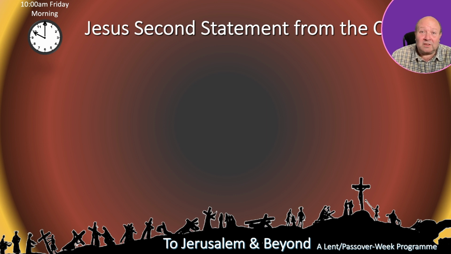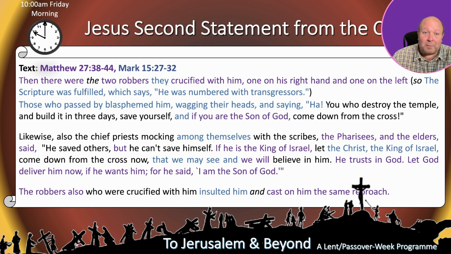As time goes on, Jesus makes a second statement. There are 2 robbers they crucified with him. One is right, one is left, so that the scripture might be fulfilled. He was numbered with transgressors.